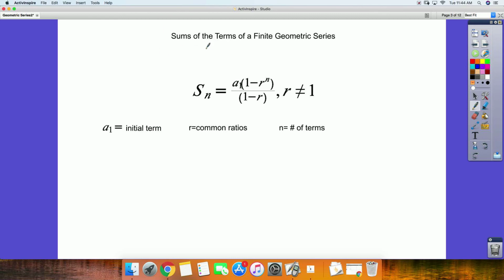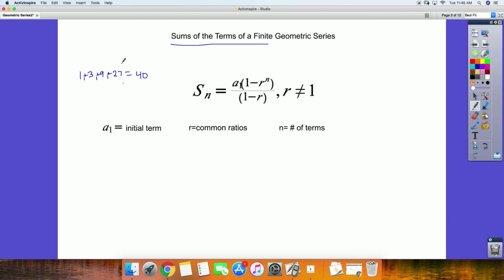Now, we don't want to just be able to tell is something geometric or not. We want to be able to find the sum of all the terms in a geometric pattern. So that means if I had that initial one, 1, 3, 9, 27, they want us to now put a plus sign between it and add it all together. So the sum of this series would be 27 plus 9 plus 3 plus 1, which would equal 40.